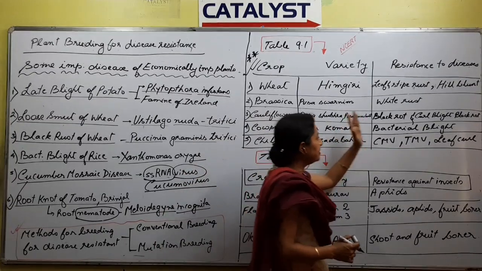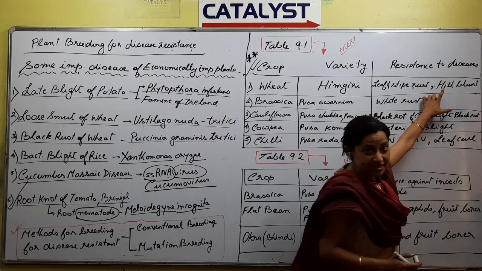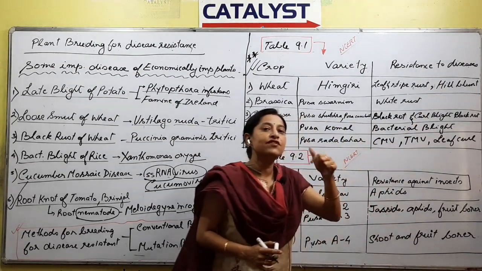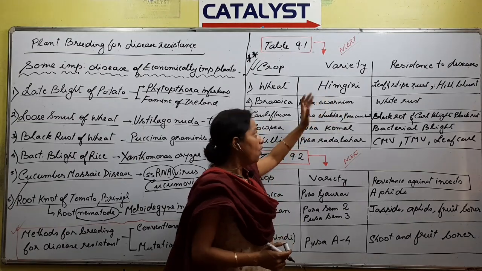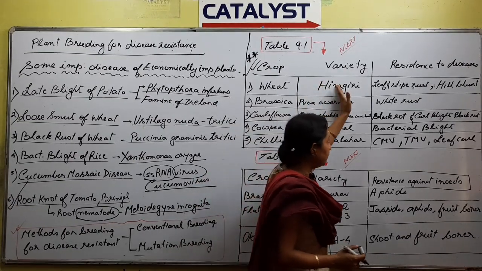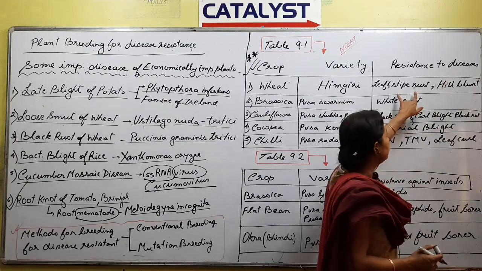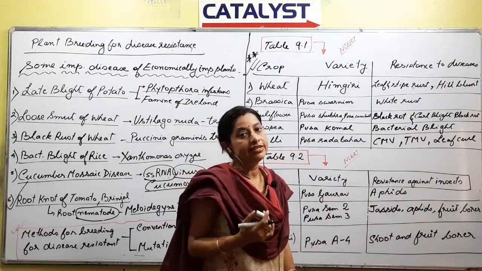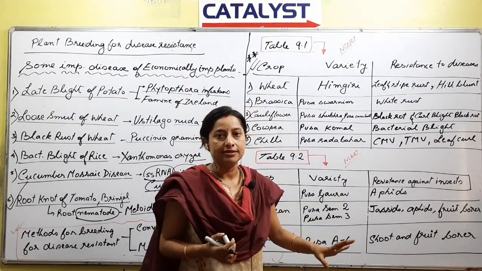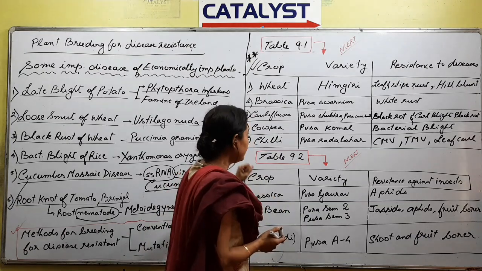Second, questions from this part have also been asked. What is asked is: hill bunt is a disease that is resistant to which variety of wheat, that is resistant to Himgiri variety of wheat, or Himgiri variety of wheat is resistant to which disease. So you need to remember the disease also, right? So you don't have any alternative other than by-hearting these two charts, right?